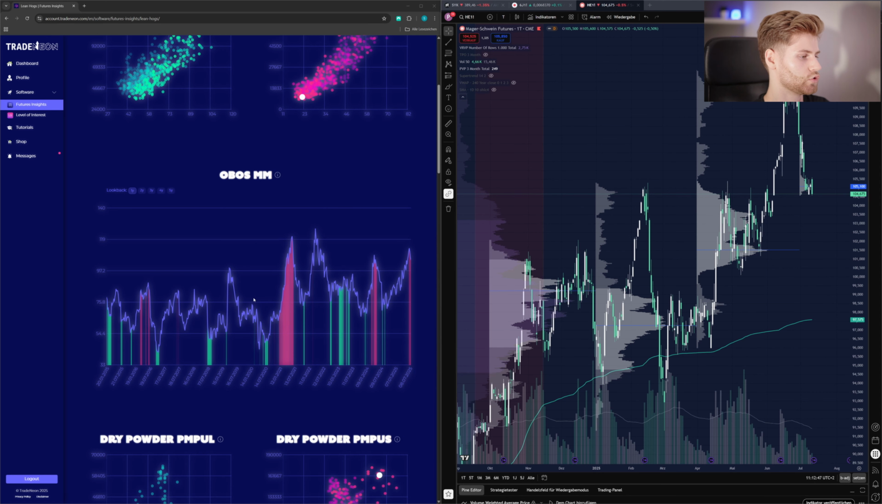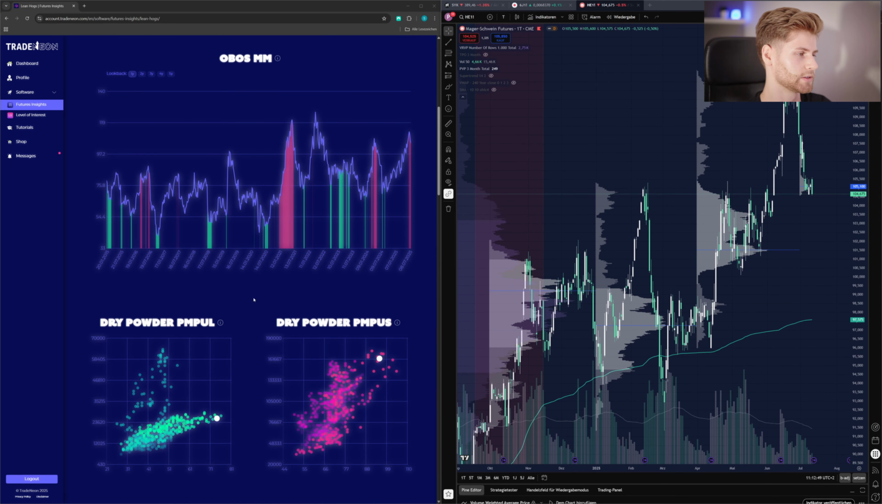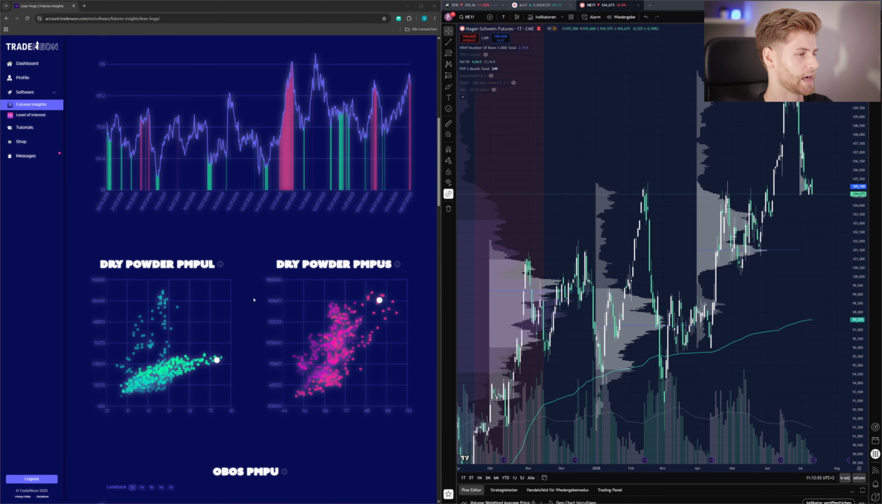Now let's move on to our PMPU side. First of all, our dry powders indicators for the PMPU side. And this is already quite an interesting and also uncommon situation that we have in the market right now. What you can see here is that the PMPU side, which is basically our commercial traders, so PMPU stands for producers, merchants, processors, and users, are buying extremely much, and they're also selling extremely much.